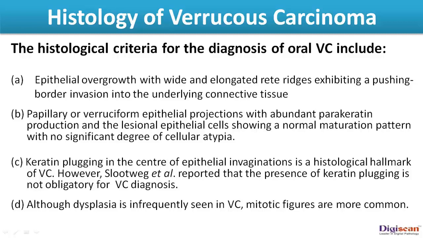Keratin plugging in the center of epithelial invaginations is the histological hallmark of verrucous carcinoma. However, Slootweg et al. reported that presence of keratin plugging is not obligatory for diagnosis of verrucous carcinoma. Although dysplasia is infrequently seen in verrucous carcinoma, mitotic figures are more common.